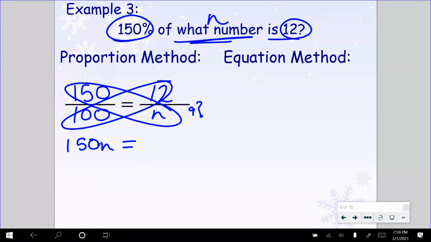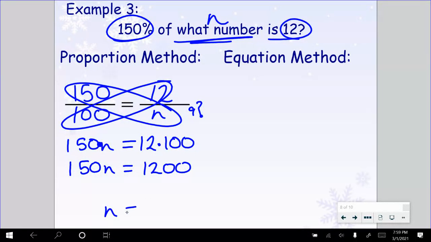150 times some missing number is equal to 12 times 100. Now, I don't know what 150 times n is. After all, n is an unknown. But 12 times 100 is 1200. Now, if we want to know what n is, let's go ahead and split these 150 n's into 150 parts. And when we do that, I would recommend reducing by 10 so that you really only have to divide 120 by 15. Now, 15 does not go into 1, it doesn't go into 12, but it does go into 120.